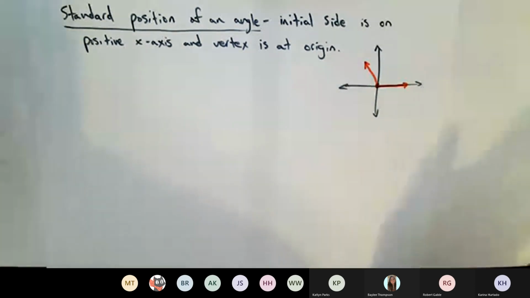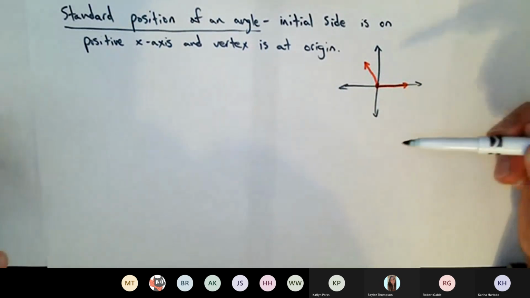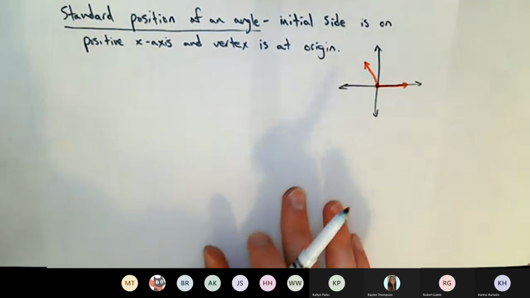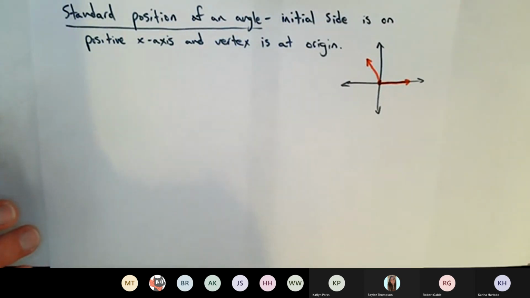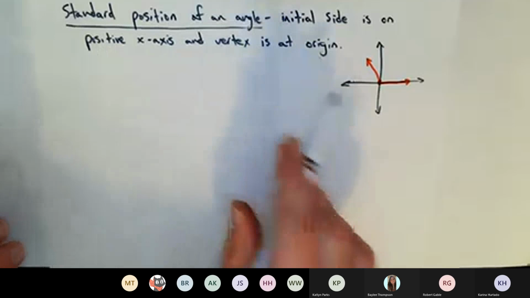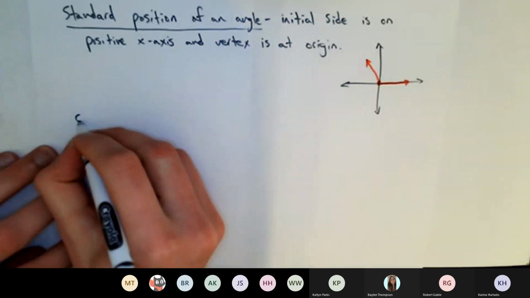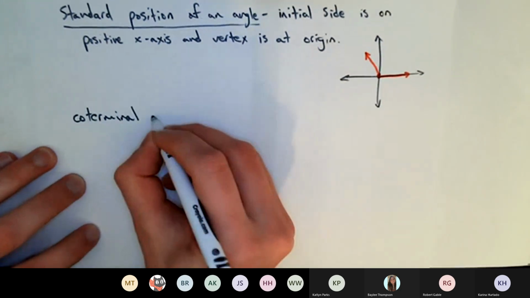In fact, I won't even really use it that much, because if I'm talking about an angle, if it's anywhere but at the normal place, then that would be a weird problem, and I would make sure to emphasize that the angle is not in standard position. So you can pretty much assume all of the angles we're going to deal with are going to be in standard position. Okay, now here comes an important definition that you will need to work with: coterminal angles.